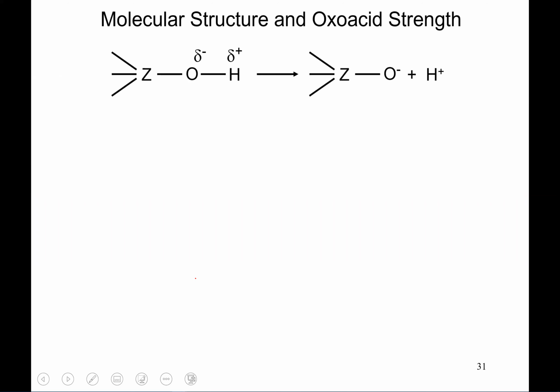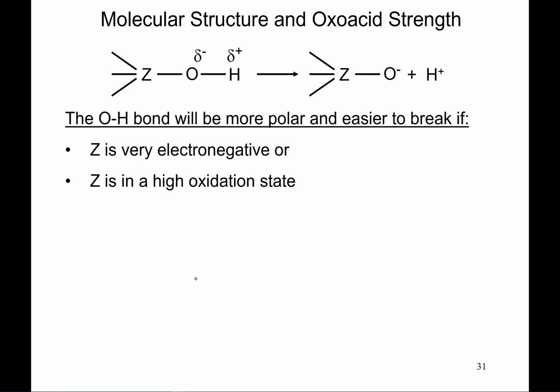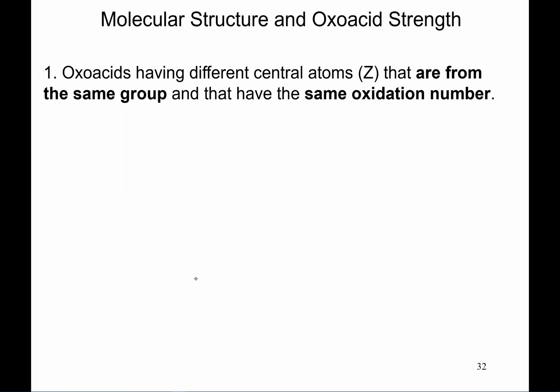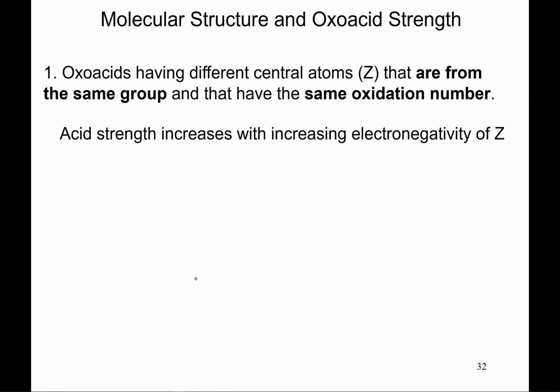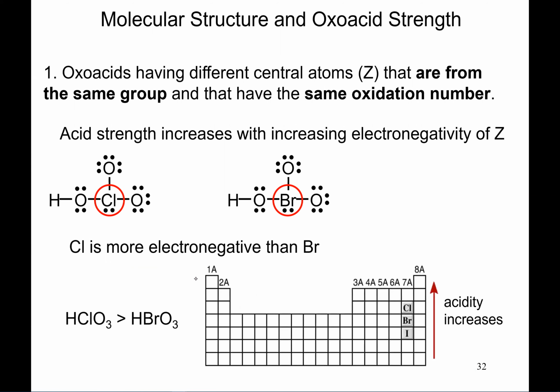Molecular structure and oxyacid strengths. The OH becomes more polar and easier to break if Z is very electronegative and in a high oxidation state. So there are interactions between the different things there, and oxyacids with the same oxidation number, acid strength will essentially increase with increasing electronegativity. So you have stronger acidity going up.